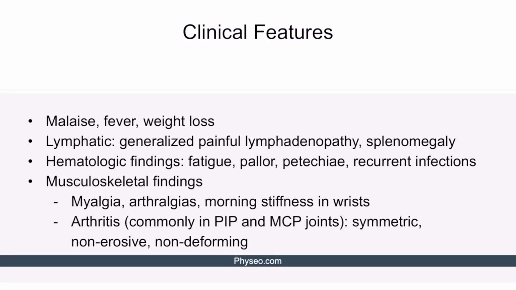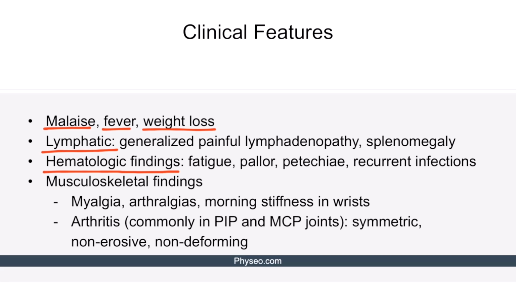The symptoms of systemic lupus erythematosus can be very broad, since it's a multi-system disease. Let's break these down by system. Patients present with constitutional symptoms like malaise, fever, and weight loss. Involvement of the lymphatic system can present with generalized painful lymphadenopathy and splenomegaly. As for the hematologic findings, fatigue, pallor, petechiae, and recurrent infections due to pancytopenia can be present.